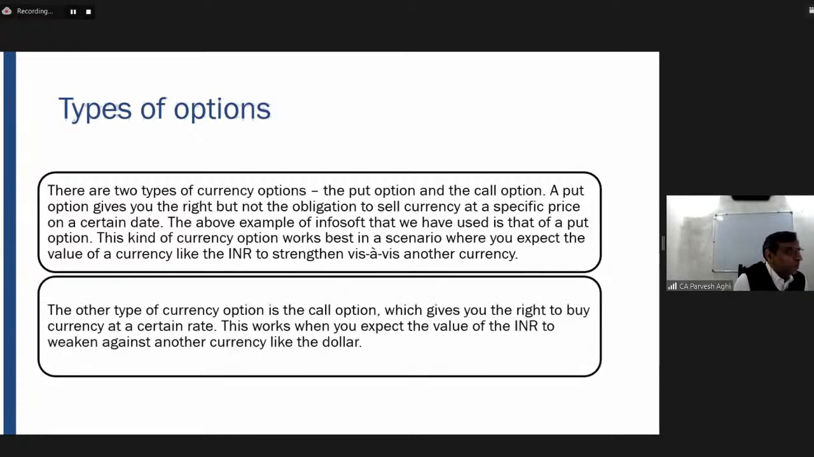The other type of currency option is called the call option, which gives you the right to buy the currency at a certain rate. This works when you expect the value of INR to weaken against another currency like the dollar. When you expect the dollar to go up, you should use a call option in the dollar and rupee example. When you expect the dollar to weaken, you use a put option. So put is a contract to sell, and call is a contract to buy. You'll make money with a call option when the INR weakens against the dollar. We'll understand more through examples and questions later on.